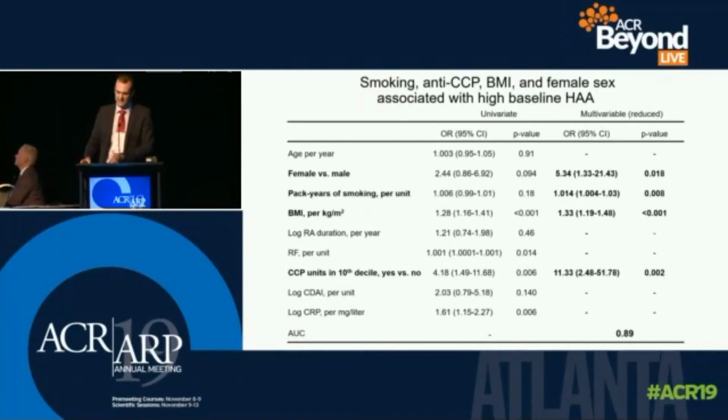After carrying significant and near significant variables into an extended and then a reduced model, we found that female sex, pack years of smoking, BMI, and CCP units in the highest decile were each associated with the outcome of high baseline HAA. The area under the curve for the final multivariable model to predict high baseline HAA was pretty high, 0.89.